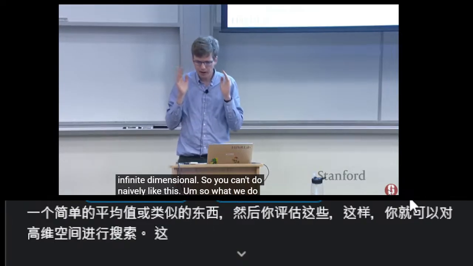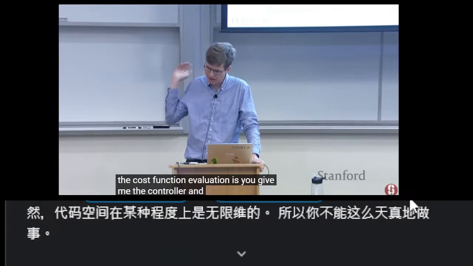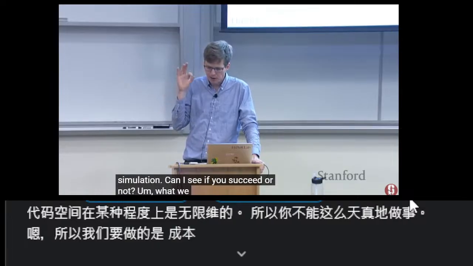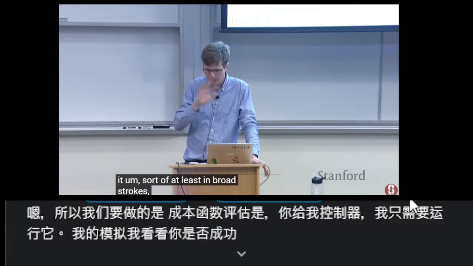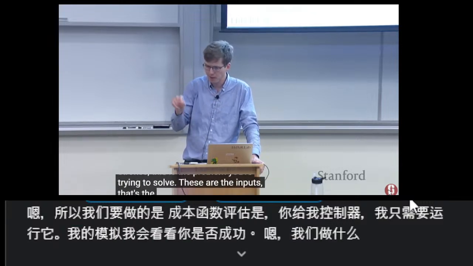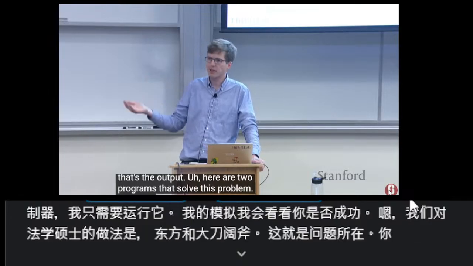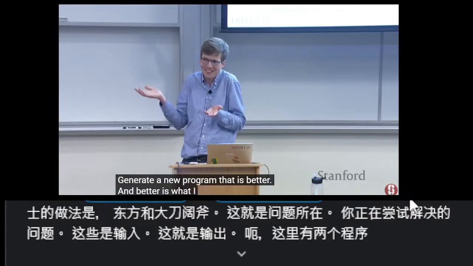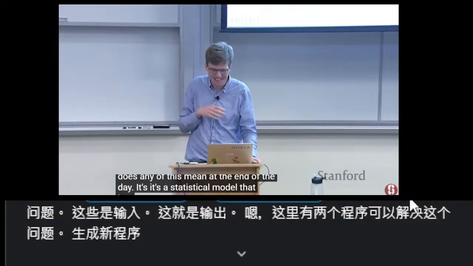So what we do is, the cost function evaluation is you give me the controller and I just run it in my simulation. I see if you succeed or not. What we do with the LLM is we tell it, at least in broad strokes, this is the problem you're trying to solve. These are the inputs, that's the output. Here are 2 programs that solve this problem. Generate a new program that is better. And better is, I don't know, what does any of this mean at the end of the day? It's a statistical model that has no understanding of anything.